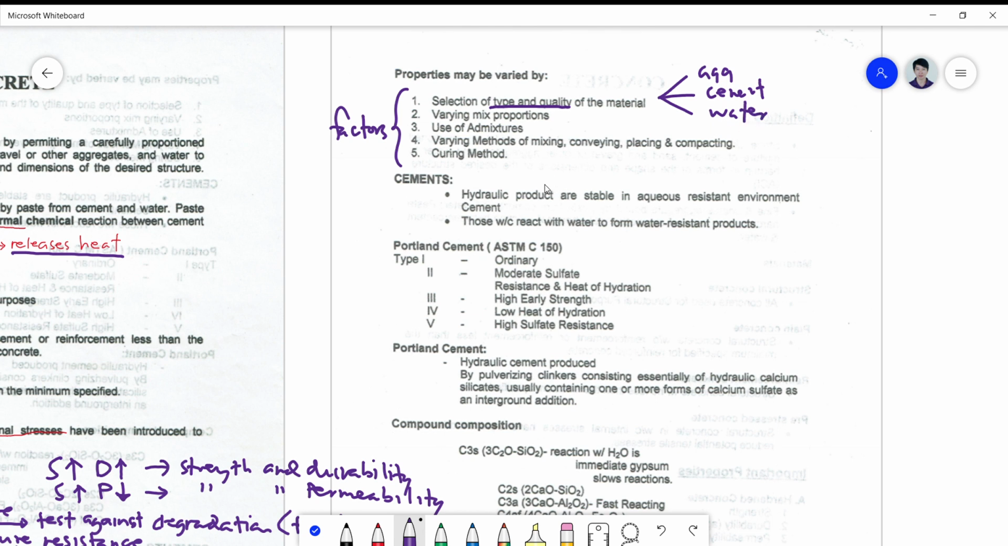Number two, varying mix proportion. This is what you have learned from your construction materials. This is 1:2:3, etc. Number three, admixtures. These are chemicals added, aside from the basic ingredients.